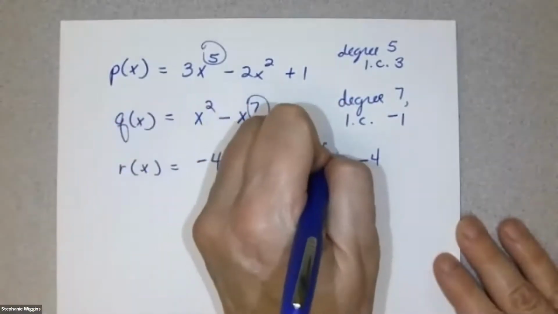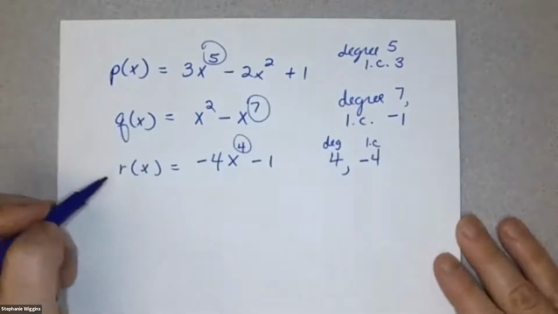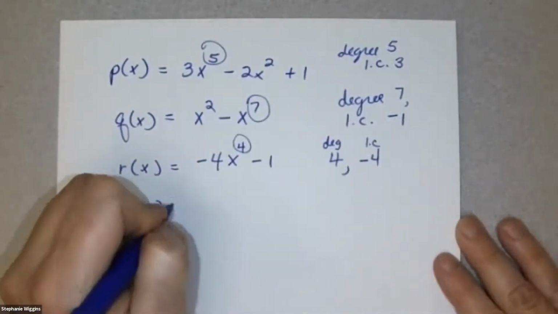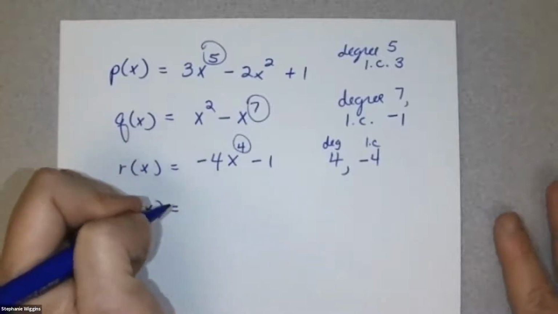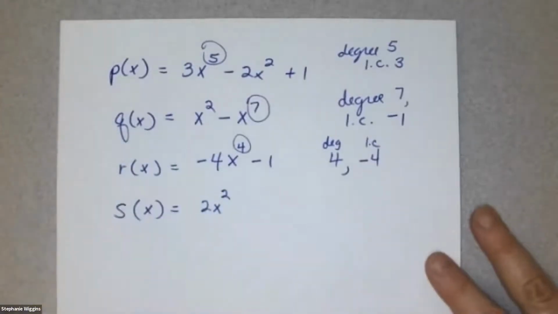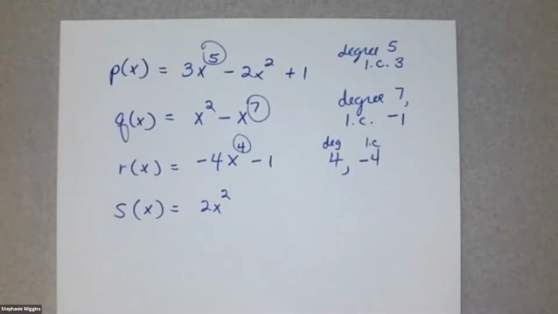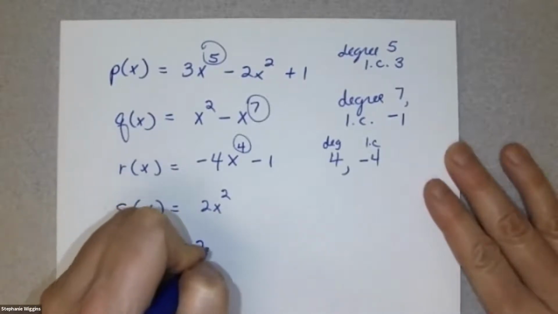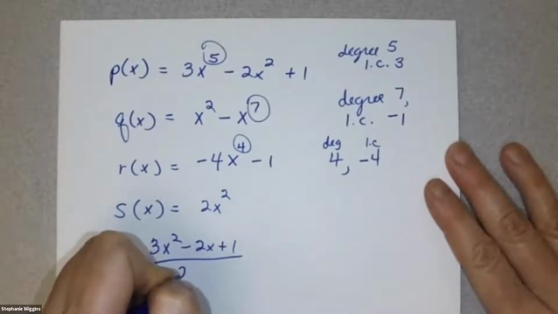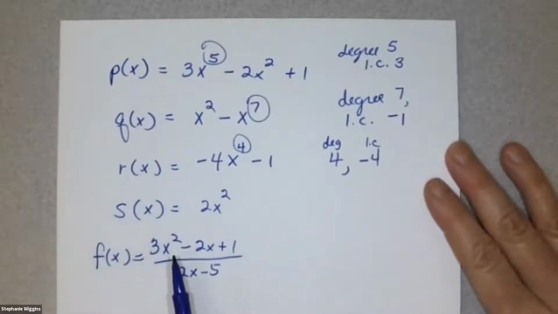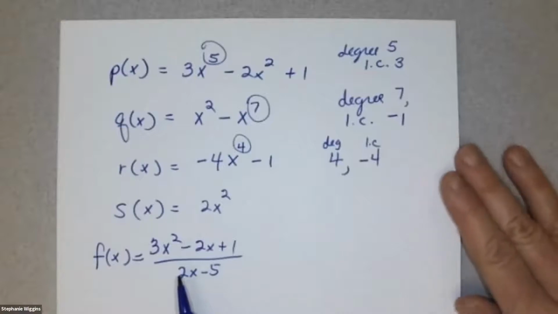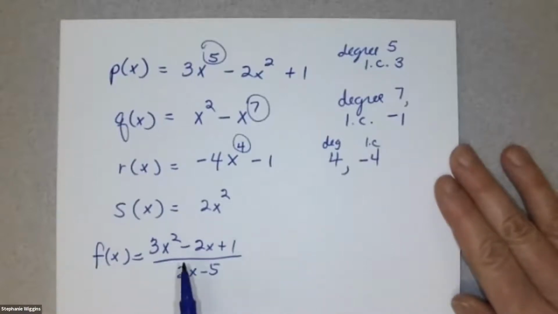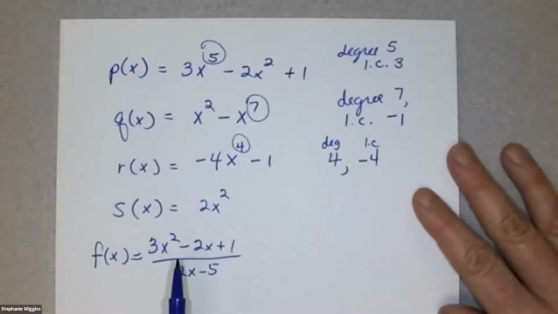And then let's say we have s of x equal 2x squared, okay? So these are examples of polynomials. One thing, if you have a quotient, okay? So if you have a function like f of x equals 3x squared minus 2x plus 1 divided by 2x minus 5, even though the numerator is a polynomial and the denominator is a polynomial, the quotient is a rational function. So this function is not a polynomial.